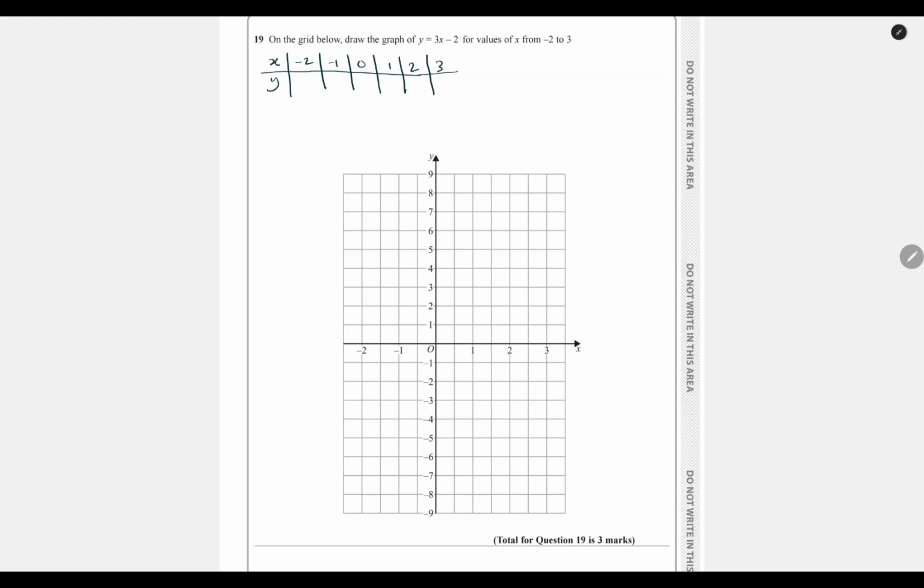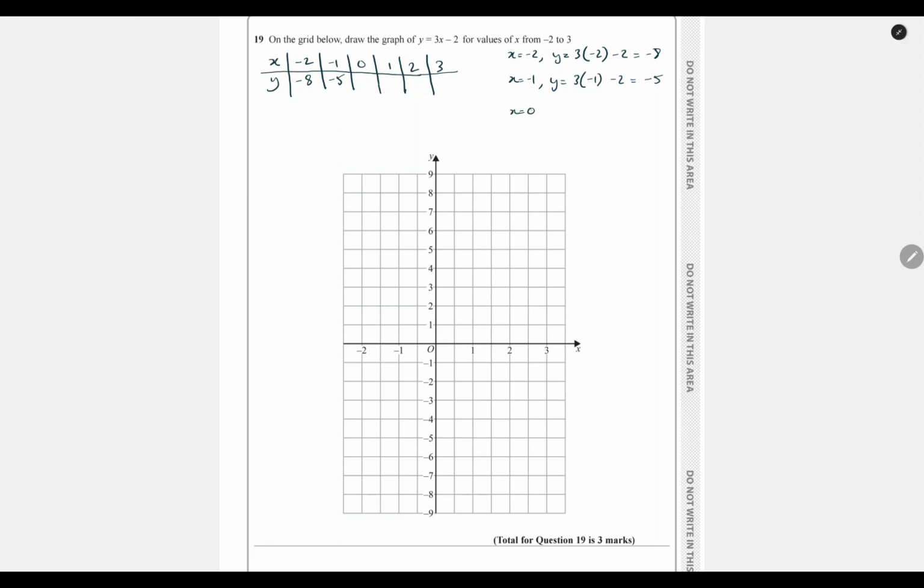So now we just need to work out what the y values are. The equation is y is equal to 3x minus 2, so we're going to plug in our x values. If x is equal to -2, then y is equal to 3 times -2 minus 2. That's -6 minus 2, which is -8. So when x equals -2, y is equal to -8. When x is equal to -1, y is equal to 3 times -1 minus 2. That's -3 minus 2, which is -5.